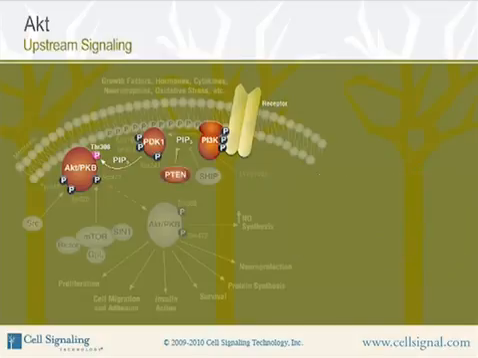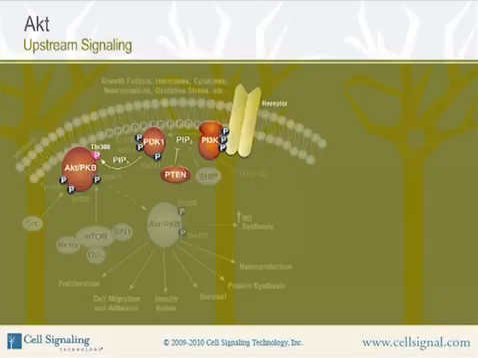PTEN is a phosphatase that converts PIP3 back to PIP2. Therefore, PTEN inactivates AKT and serves as an off switch for the signaling pathway. Loss of PTEN results in constitutive activation of AKT and is often seen in human cancers, an example of which will be shown later in this tutorial.